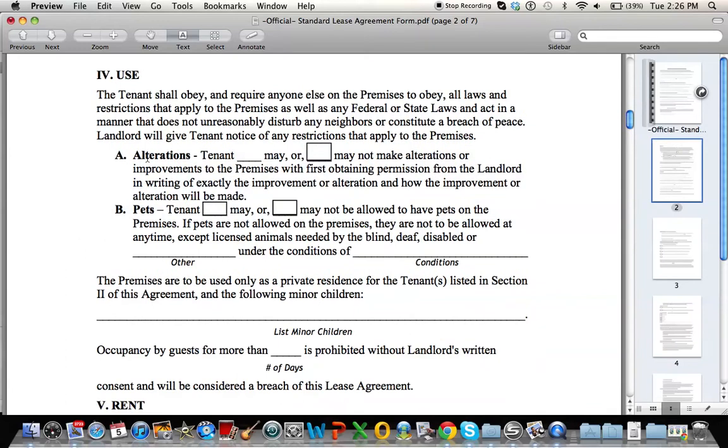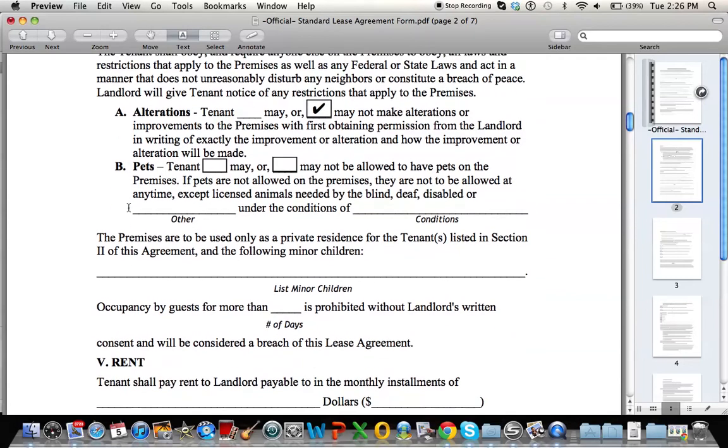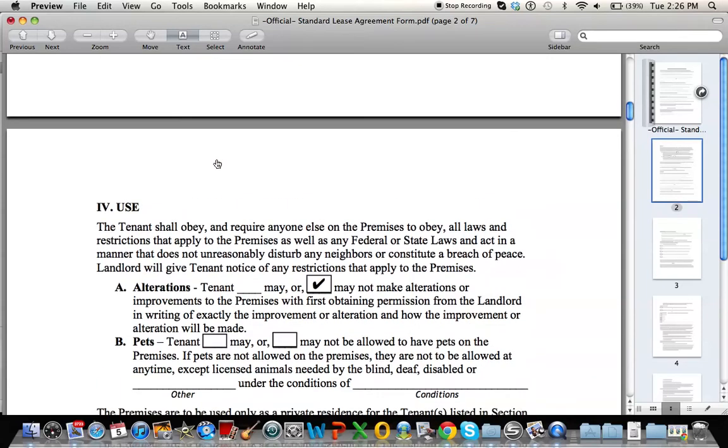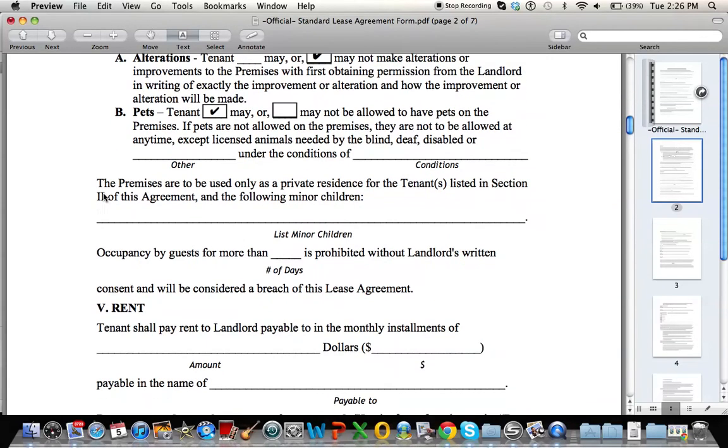Okay, here we are. Alterations. Tenant may or may not make alterations to the improvements. Let's just say this is not a handicapped apartment, so he may not. Pets. Let's just say this guy's a nice landlord, so he's going to allow pets.